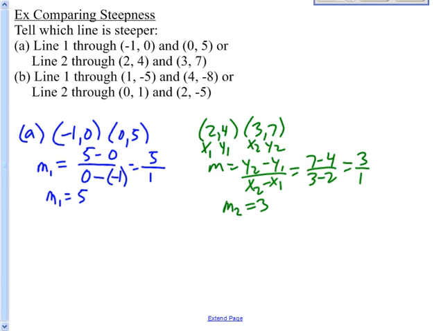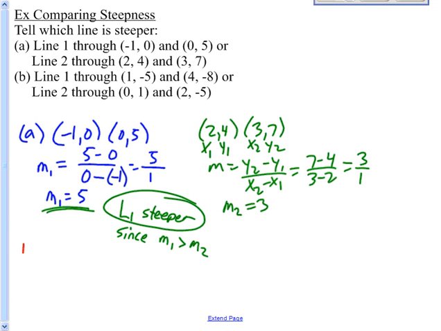Well, they're both positive. Which one's going to be steeper? That one's going to be steeper because it's more positive, right? You say line 1 is steeper since slope of 1 is greater than the slope of 2. Okay?